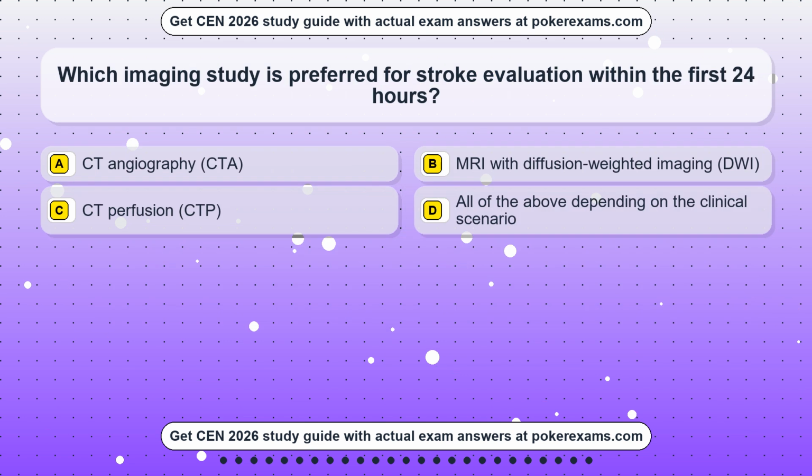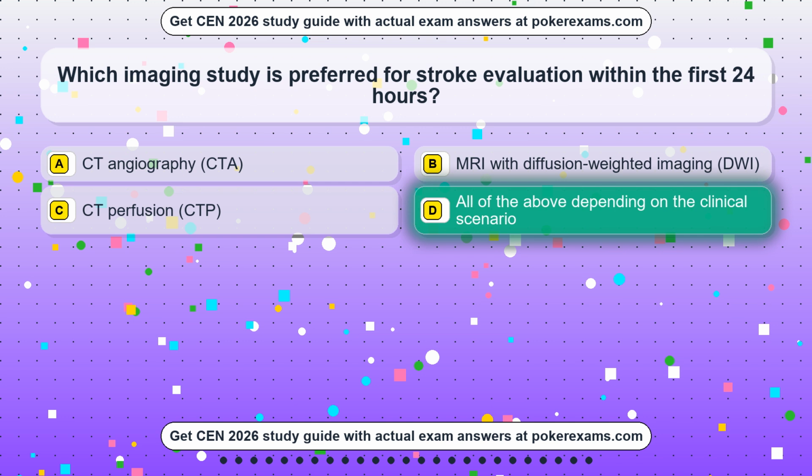Question 19. Which imaging study is preferred for stroke evaluation within the first 24 hours? Option A. CT angiography, CTA. Option B. MRI with diffusion-weighted imaging, DWI. Option C. CT perfusion, CTP. Option D. All of the above depending on the clinical scenario. The correct answer is option D. All of the above depending on the clinical scenario.